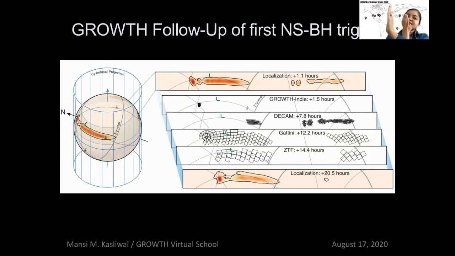And then the sunset in Chile, and then with the Dark Energy Camera, we were able to get the southern piece, then the sunset in California, and with the Gattini and ZTF cameras, we were able to map the rest of the area in the optical and the infrared. So within a few hours, 14.4 hours to be exact, we had the localization covered. And we had begun the hunt for an electromagnetic counterpart.